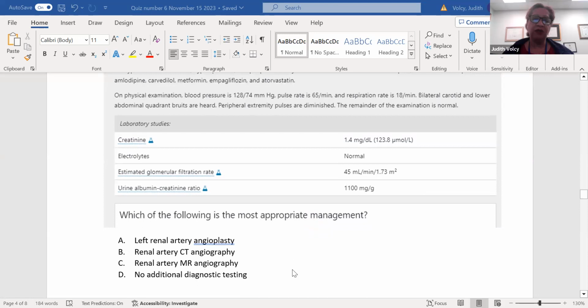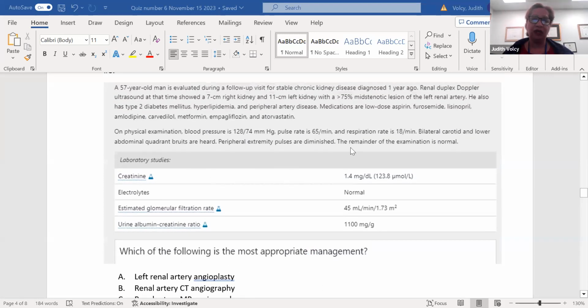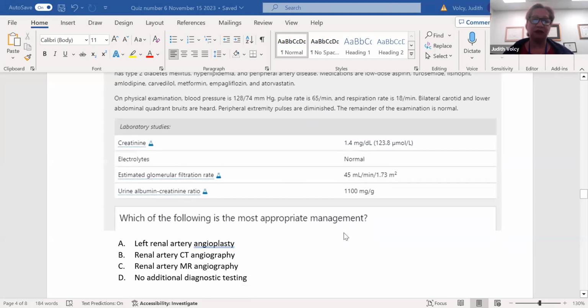So in this patient, you would do no additional testing. You just leave her alone, leave him alone, and you just continue on the same medicine.